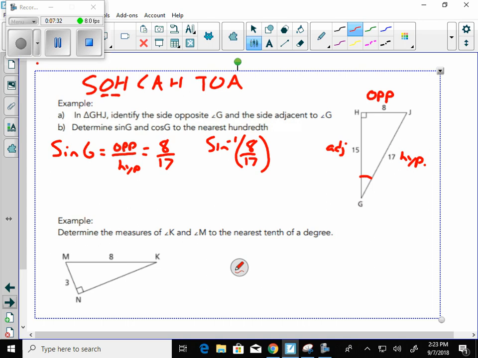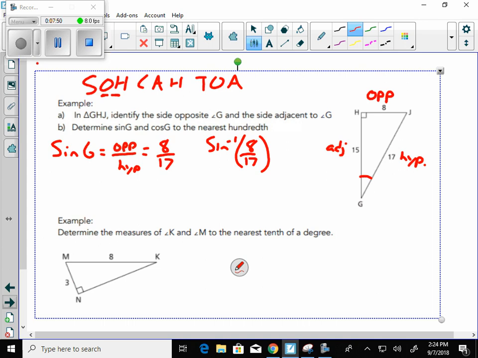Shift, sine. See the sine to the power of -1 up there? You hit that. Then you go 8 divided by 17 and hit enter. Okay, wait. So we got 28.07. Yeah, 8 divided by 17. Okay, how do you do this? 0.47. I think it's messed up.